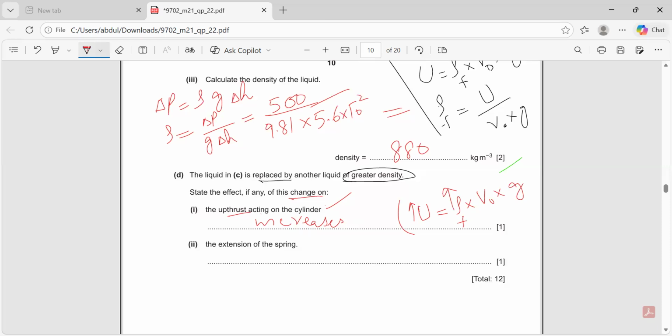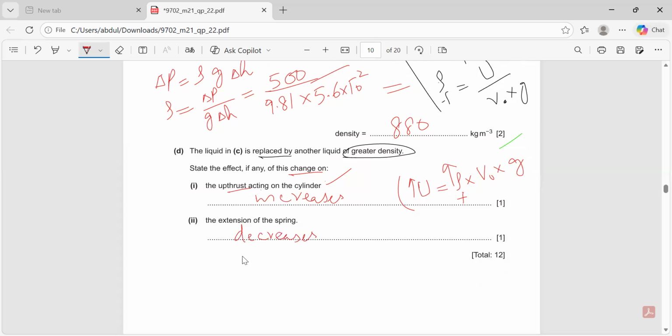Now, the extension of the spring. If density upthrust is more, this extension will be less. I will write here: decreases, and I will explain. Reason: now see here, this body was in equilibrium, so it is still in equilibrium.